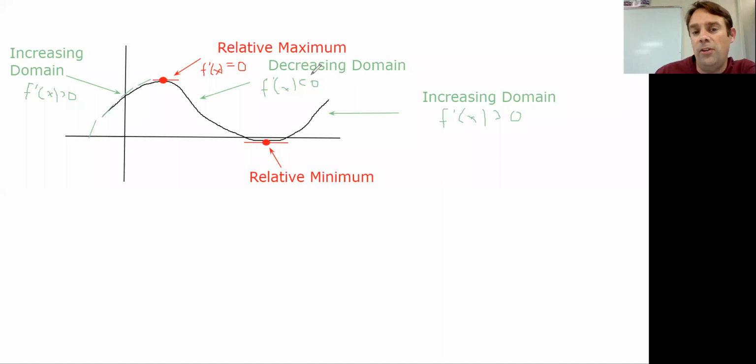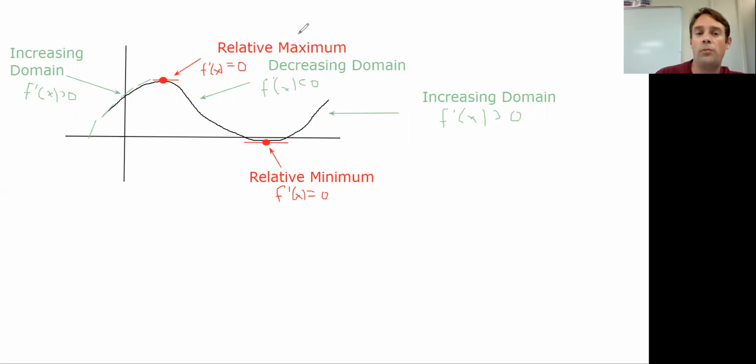And it kind of makes sense if you think of it in terms of the intermediate value theorem. If you're going from a positive number, increasing, to a negative number, decreasing, you'd have to pass 0, which is where that relative max is located. Same thing with relative min. If you're going from a negative value, decreasing domain, to a positive number, increasing domain, you'd have to somehow pass 0, which is a critical number where our relative minimum is located.